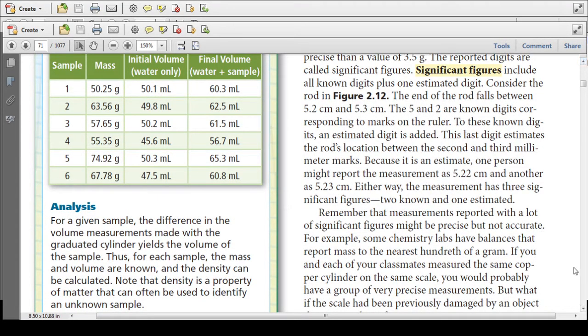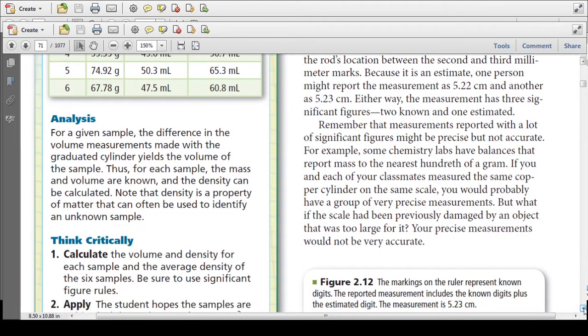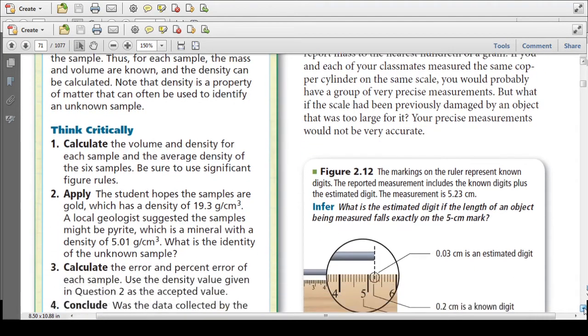Remember that measurements reported with a lot of significant figures might be precise but not accurate. For example, some chemistry labs have balances that report masses to the nearest hundredth of a gram. You and each of your classmates measured the same copper cylinder on the scale. You would probably have a group of very precise measurements. But what if the scale had been previously damaged by an object that was too large for it? Your precise measurements would then not be accurate.